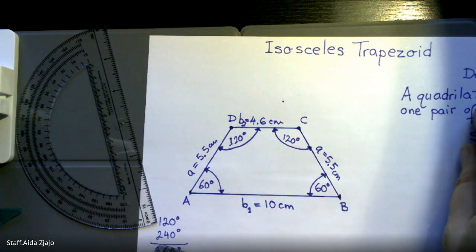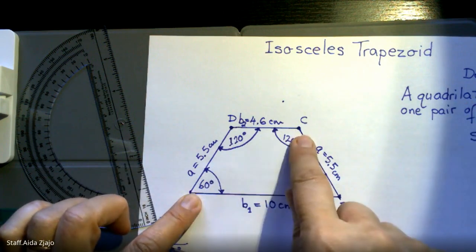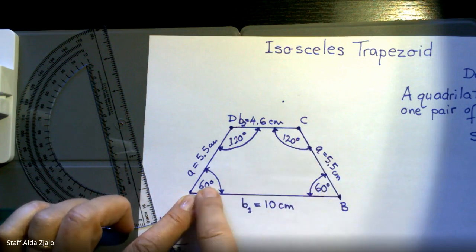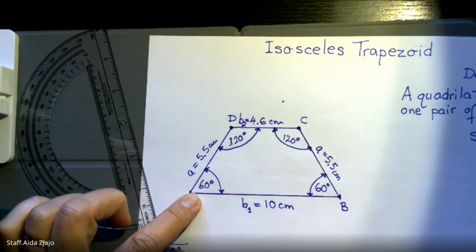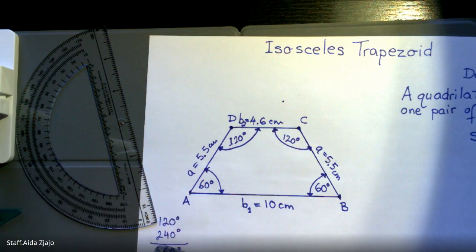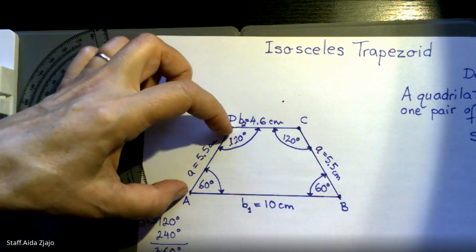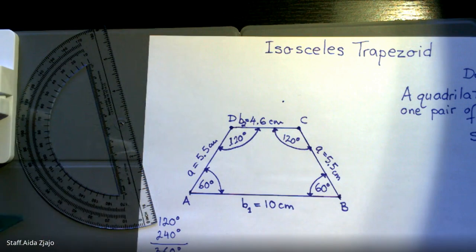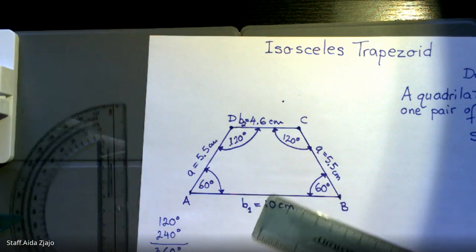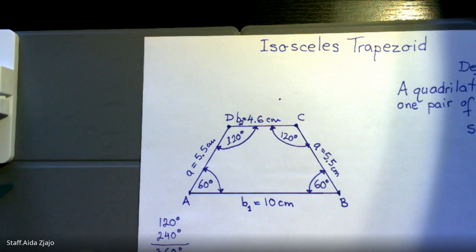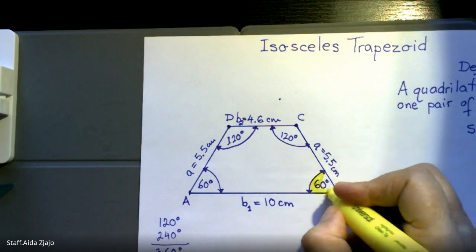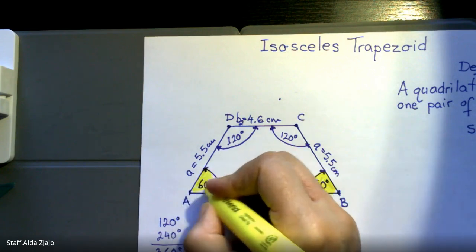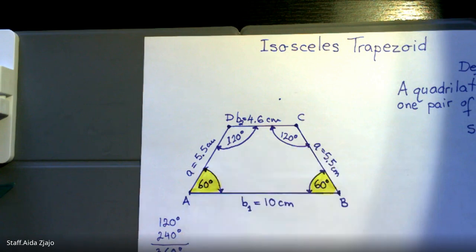We also can conclude that the angles on the leg are supplementary, because 60 and 120 make a supplementary angle of 180 degrees. So I usually color these the same because these two are the same, and then these two are the same.